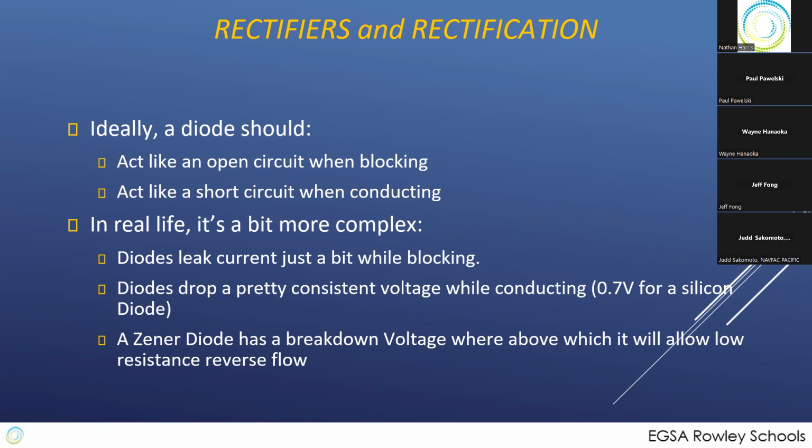Zener diodes. And a Zener diode, once your power gets beyond a certain level, lets it flow backwards in there. And this is used as a safety device in many systems. And it is also used in some older control systems as a timing device. And we'll get into that a bit more later.